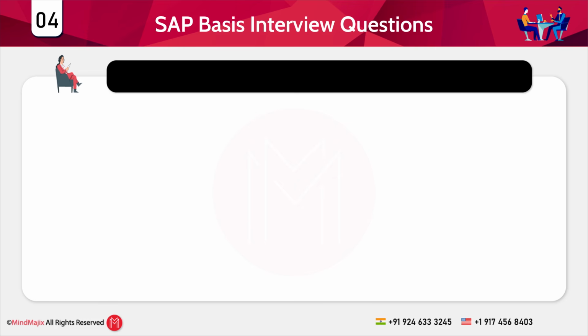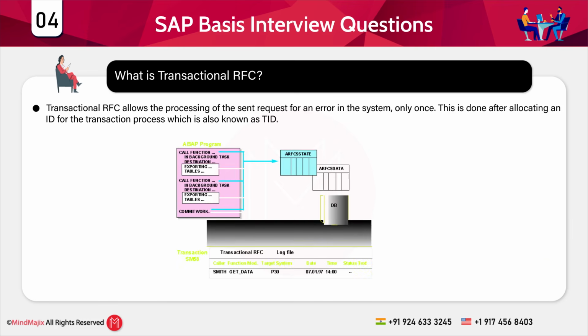The next question is, what is transactional RFC? Transactional RFC allows the processing of the sent request for an error in the system, and that too only once. This is done after allocating an ID for the transaction process, which is also known as the TID or the transaction ID. So it is different from asynchronous RFC only in this aspect. The availability of the remote system is not necessary at the present moment in the TRFC.